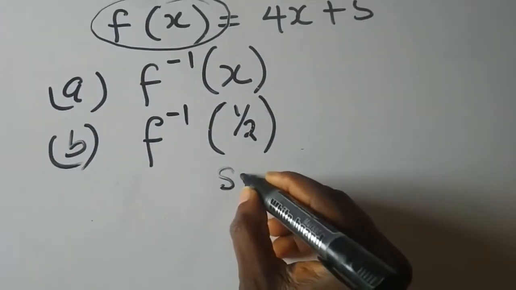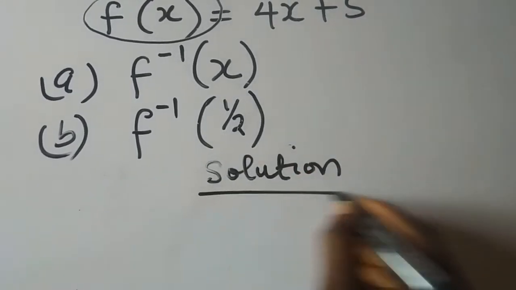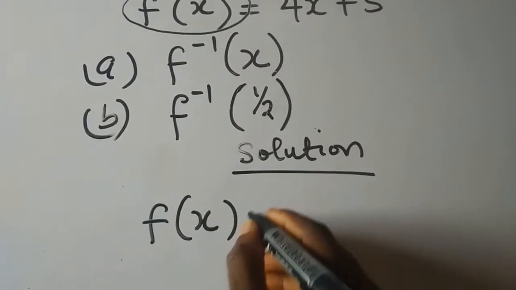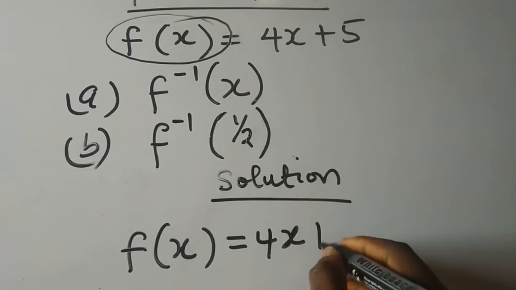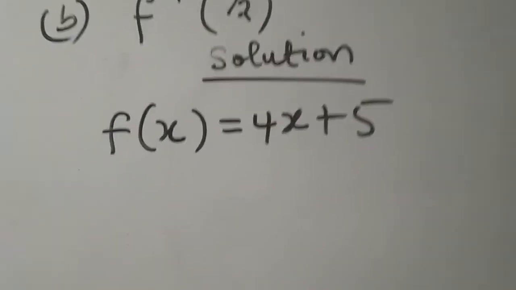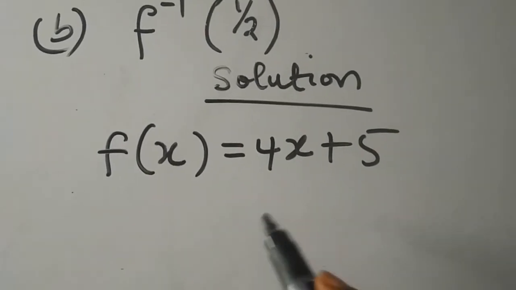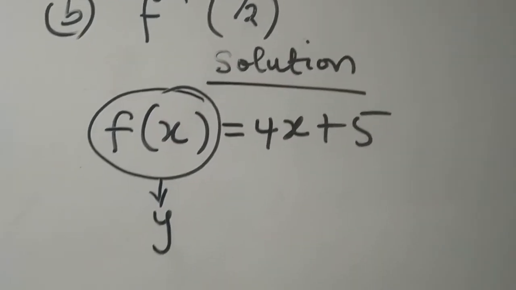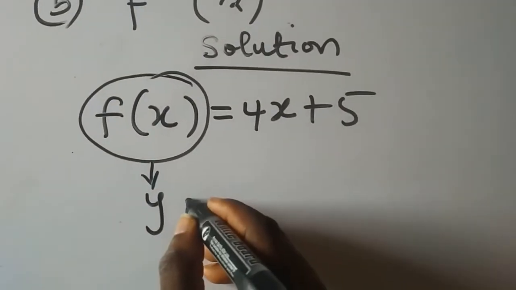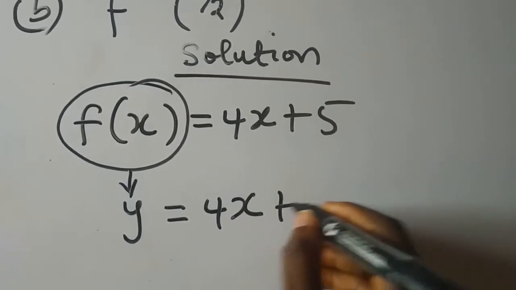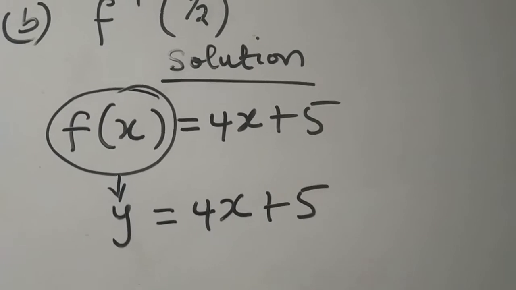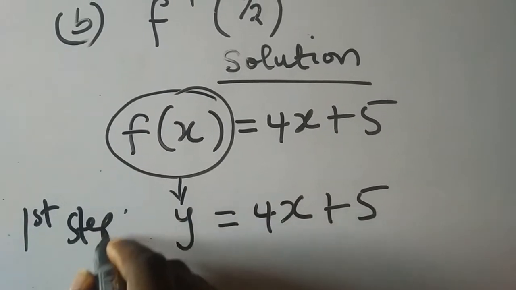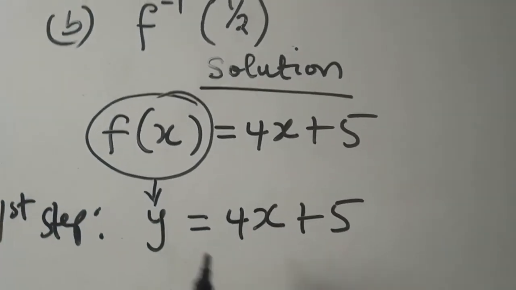Now, to solve this problem, we have f of x is equal to 4x plus 5. What we are going to do will be to replace f of x with y. So we have y is equal to 4x plus 5. So this is the first step.